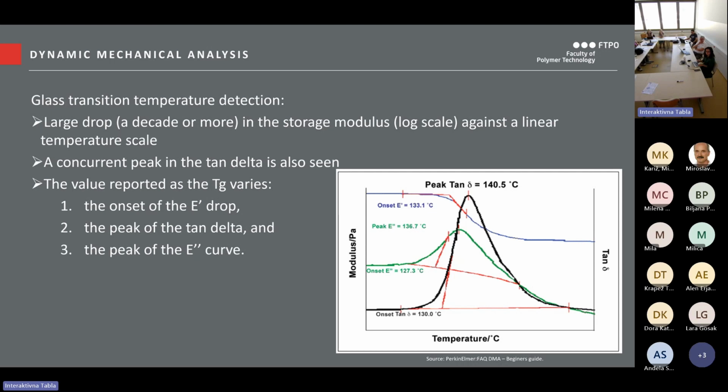With glass transition, we also see a concurrent peak in the tangent delta, and the reported values for glass transition temperature actually vary by industry. We can characterize it as the onset on the storage modulus curve, it can also be characterized as the onset on the tangent delta curve, or the peak of the tangent delta curve, or the peak of the loss modulus curve.